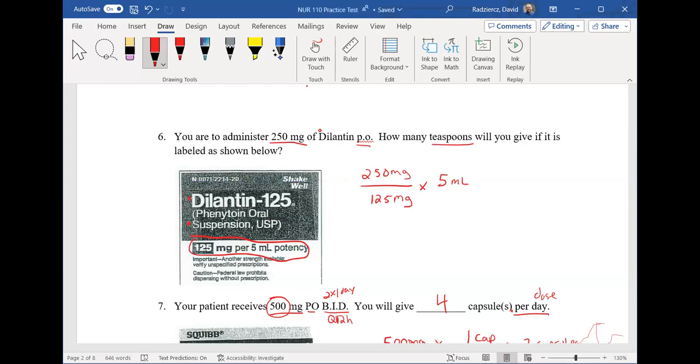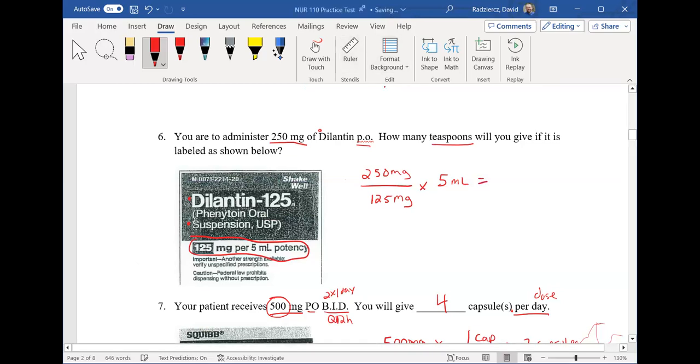That would be true if it was 1 milliliter per 125 milligrams, and I'll show you an example of that later on. It's 5 milliliters that is your quantity. So just make sure you're paying attention to the milliliters that are available there before you answer your question.